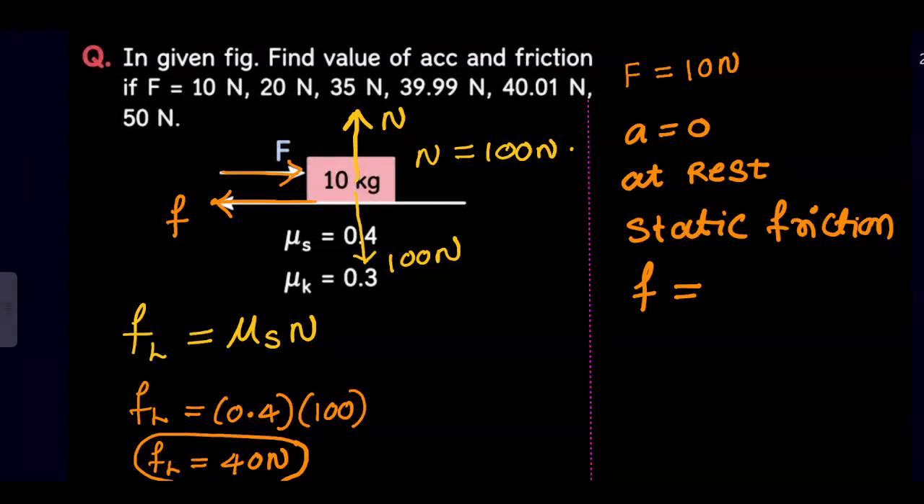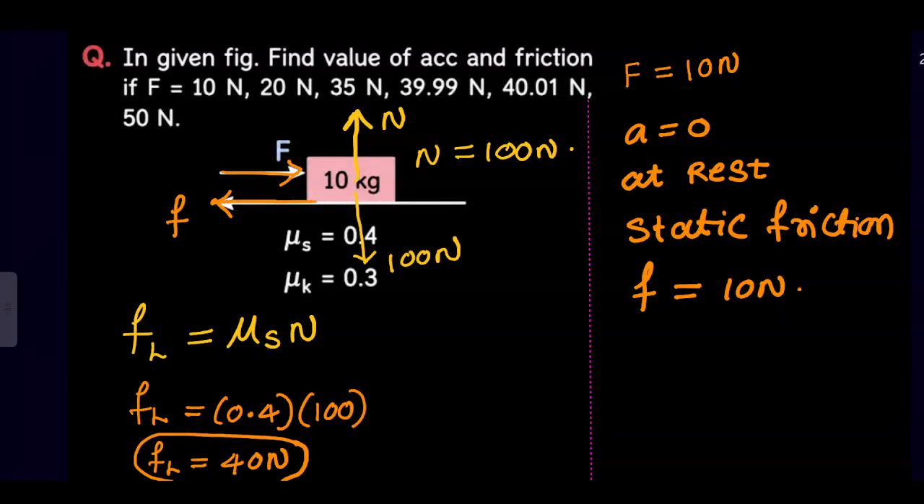Now, if the body is at rest, the left force must be equal to the right force. Now the frictional force is how much? 10 newtons. The 40 is the maximum force. Try to understand, that's what I'm saying. 40 is the maximum frictional force, the maximum opposition we have. As you told me, we applied 10 newtons, but the body is not moving.